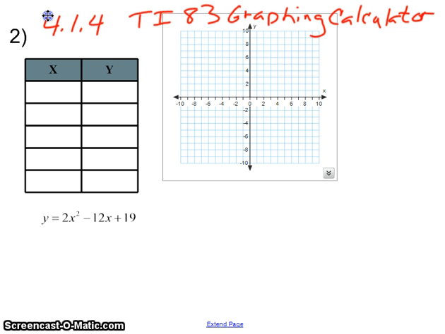Today is Wednesday, September 12th. This is period 7. Okay.